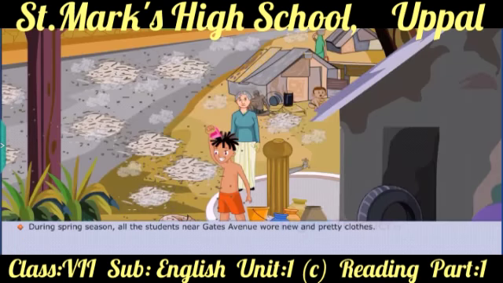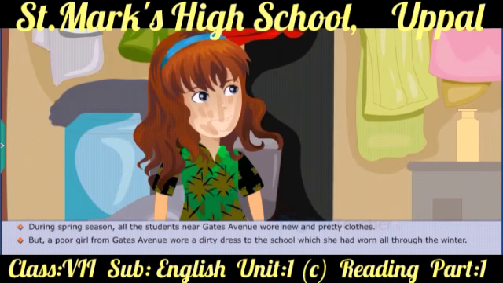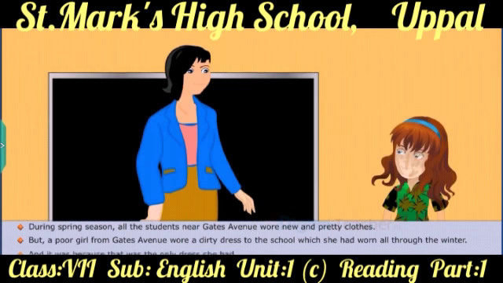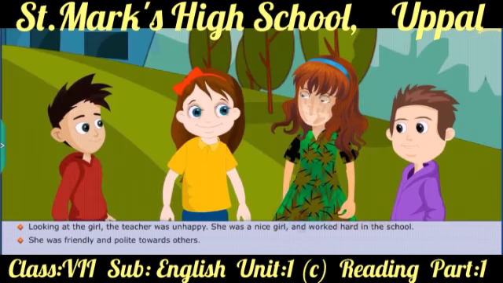During spring season, all the students near Gates Avenue wore new and pretty clothes. But a poor girl from Gates Avenue wore a dirty dress to the school, which she had worn all through the winter. And it was because that was the only dress she had. Looking at the girl, the teacher was unhappy. She was a nice girl and worked hard in the school. She was friendly and polite towards others.